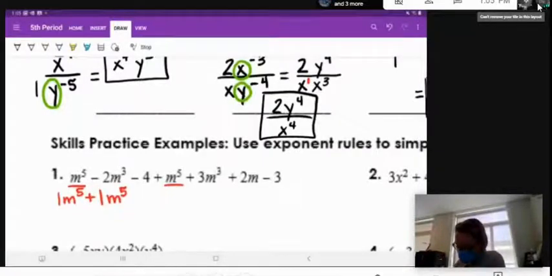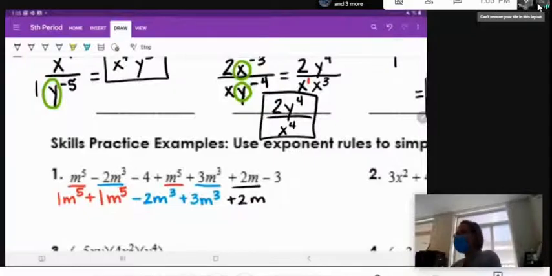All right, so the next thing I see is a negative 2m cubed. Do I have anything else here with an m cubed? Sure, right here. So I've got a minus 2m cubed and a plus 3m cubed. Those are like terms. The next one I see is a plus 2m. That doesn't have any other like terms. There's nothing else in this problem with just an m to the first. But I do have a couple of numbers, a negative 4 and a negative 3. So I've rewritten everything kind of grouped together.